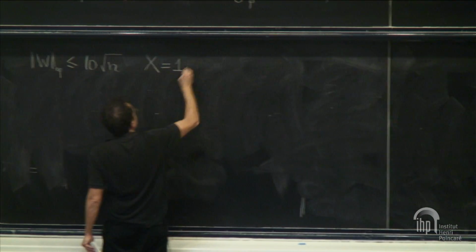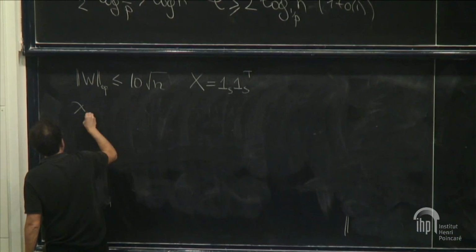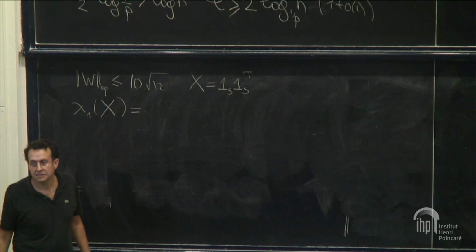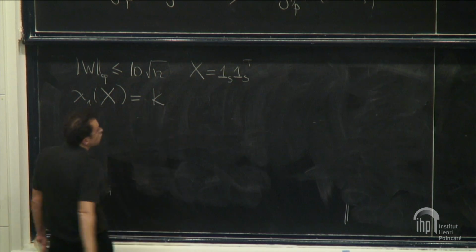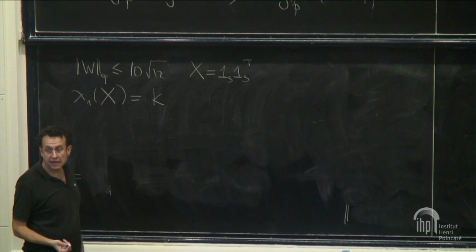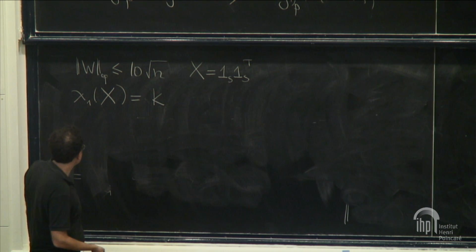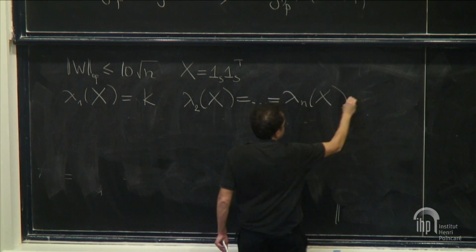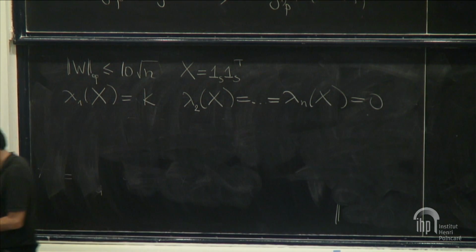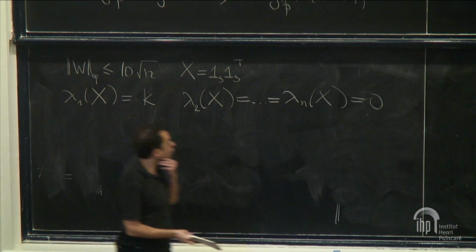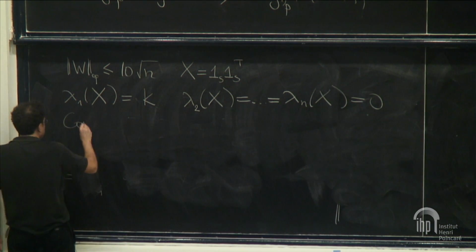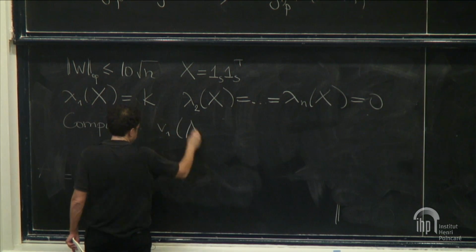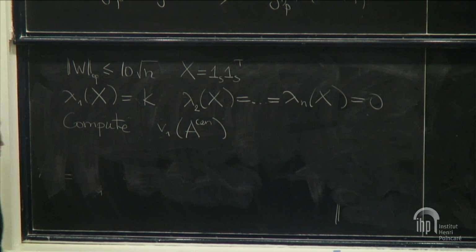x equal 1_S 1_S transpose, the first eigenvalue of x, my signal, is what? It's k, right? It's just the square of the norm of the indicator vector of S. S has exactly k entries equal to 1, so the norm squared is equal to k. And all the other eigenvalues are 0: lambda 2 of x up to lambda n of x are all 0, because that is a projector. So the idea of Alon, Krivelevich and Sudakov was to compute the first eigenvector of the centered matrix. The original paper says it a little bit differently, but.